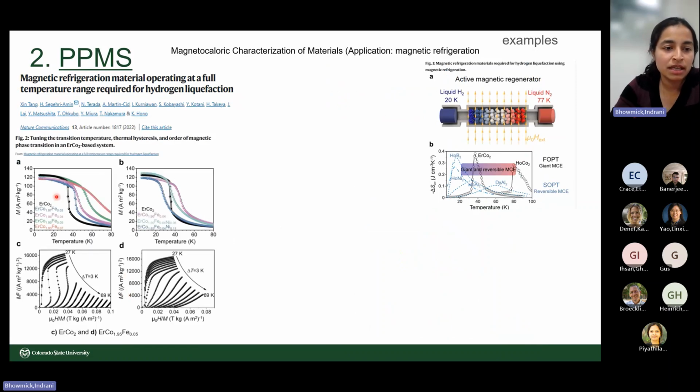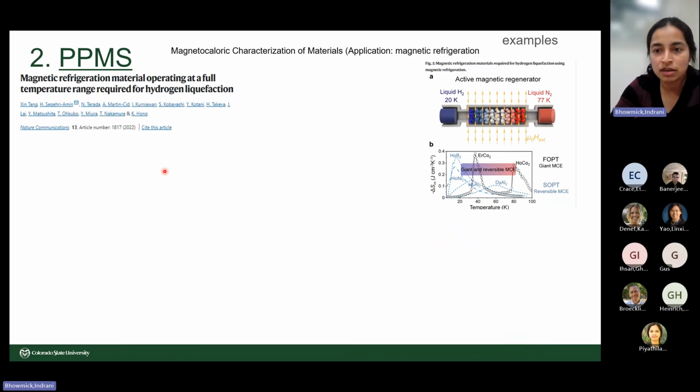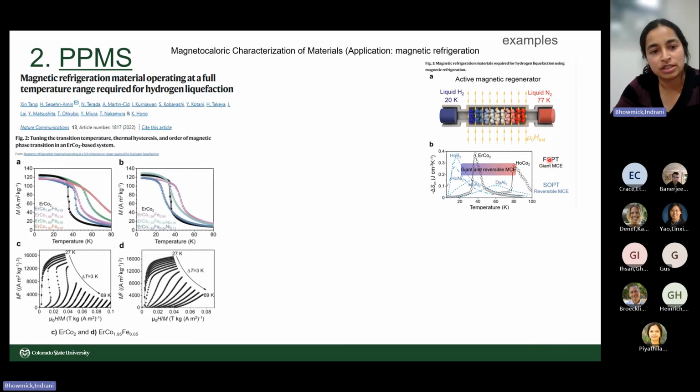So what they did, they made a series of this alloy with europium. If you go here, they showed that it has this first order, but this one has the second order phase transition, SOPT, which they don't want, because the second order phase transition is kind of like opposite to what you're trying to do in a way. So we want to have only first order phase transition.